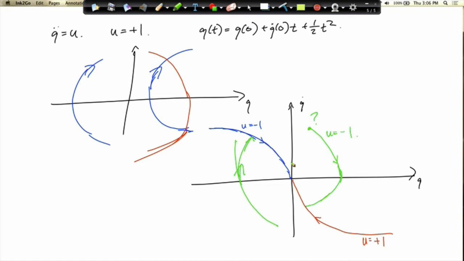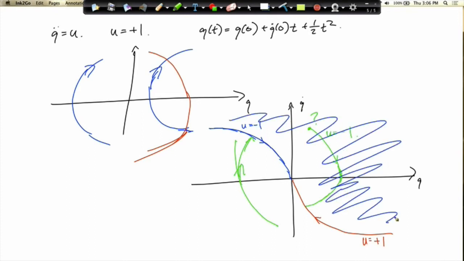Okay, so we're going to be able to show all of this. We're going to be able to show that this is optimal, but basically, everywhere over here, I should be doing u equals negative 1.